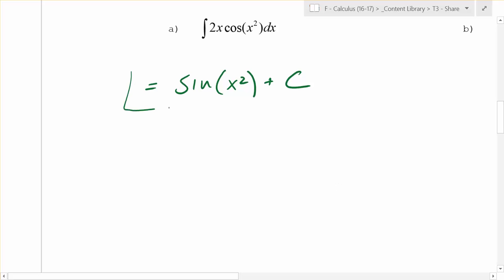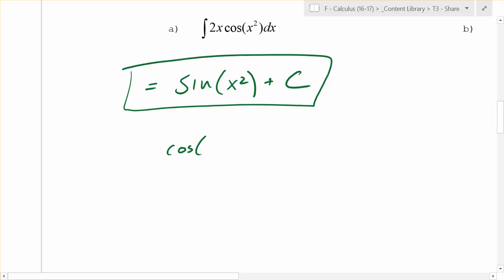How do you check to see if this is the correct answer, Andrew? What do you do to it? So if you take the derivative of that, what is the derivative of sine? So it's cosine of what's inside, but then because of the product rule, what do you have to multiply by? The derivative of x squared. What is the derivative of x squared?